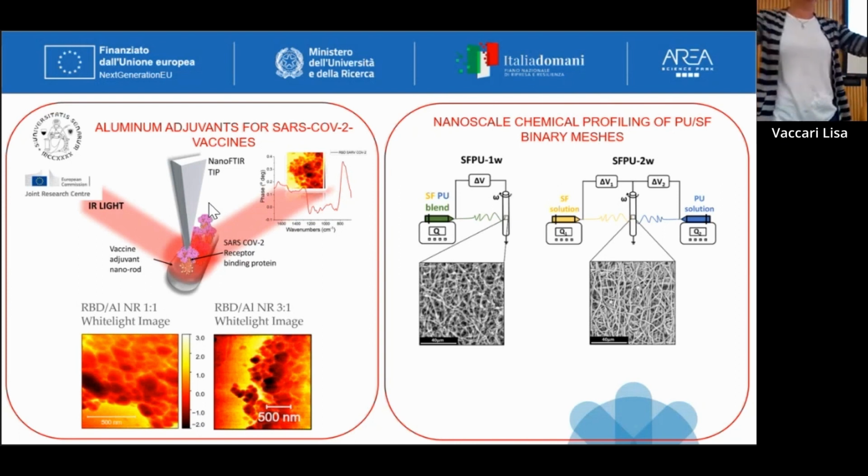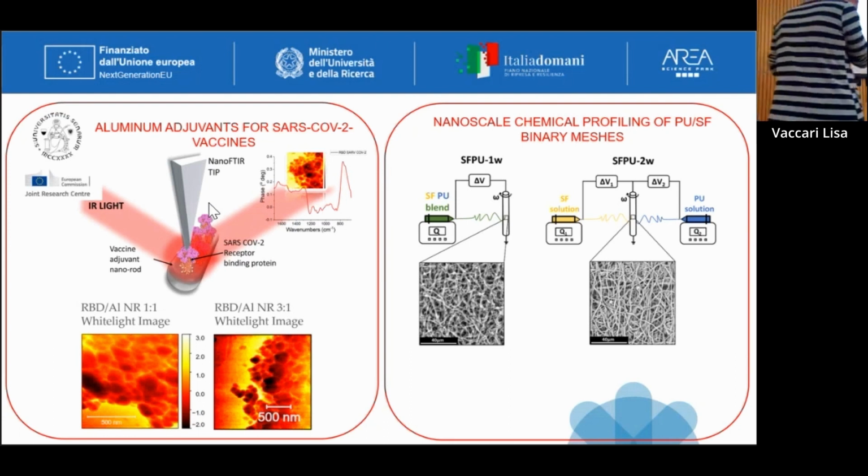Because sometimes, most of the time, you don't have a direct correlation between the activity of this molecule in suspension and when it is co-administered with an adjuvant. So you expect an enhancement of the effect, but you don't have it in reality. The point is that each molecule that interacts with the surface changes, because you have surface forces, okay?